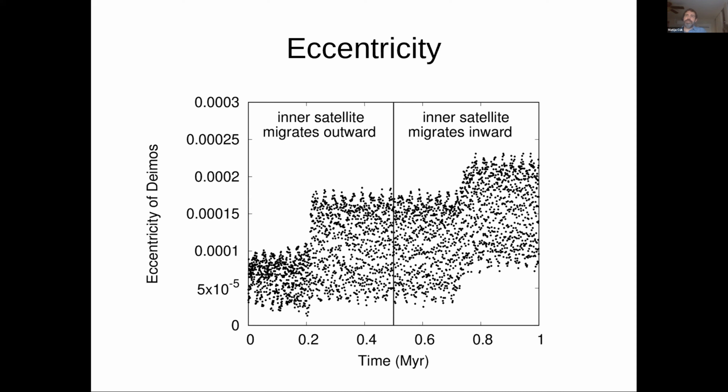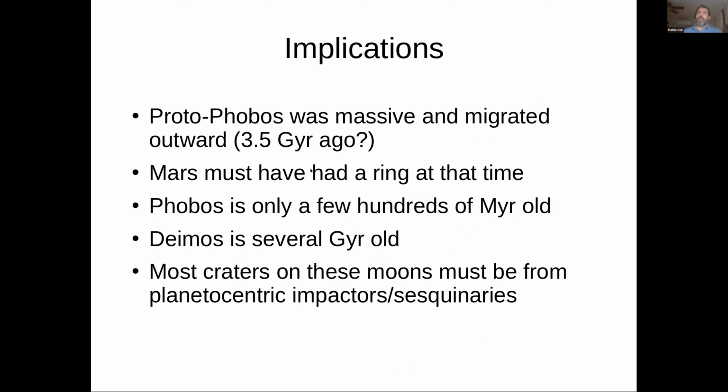But just briefly, we also checked what happens to eccentricity. And the eccentricity of Deimos is just kicked a little bit by crossing this resonance twice, because as I said, first the inner moon goes outward and then backwards. So you get 2 crossings, but you only get small kicks that give Deimos an eccentricity of a few times 10⁻⁴, which is what we observe. So the clear implication of this work is that we had a massive Protophobos, that is, a massive moon in the place where Phobos is now, and was migrating inward.